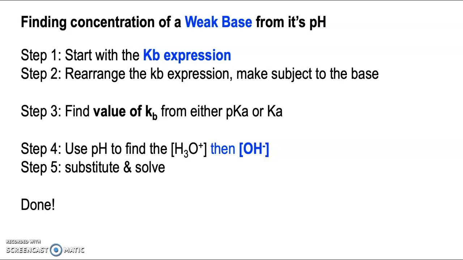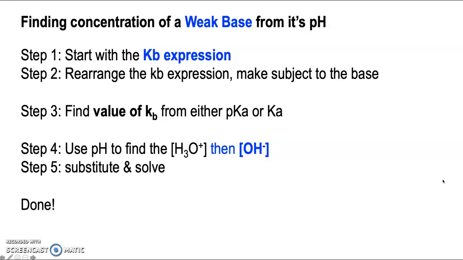One of the differences is we will be using a Kb expression since it's a base. When we need to substitute values into the expression, we're going to need the value of Kb, and it may well be that you're provided Ka, so you'll need to do some manipulation there. I'll show you how to do it. Finally, when they give you the pH value, you're going to need to not just find the hydroniums, but then go on to find the hydroxide concentration so that you can substitute it in and solve.